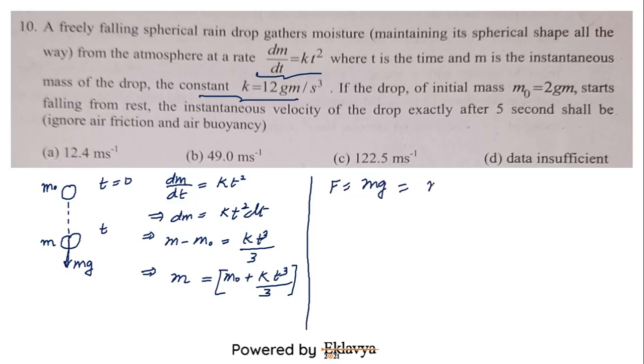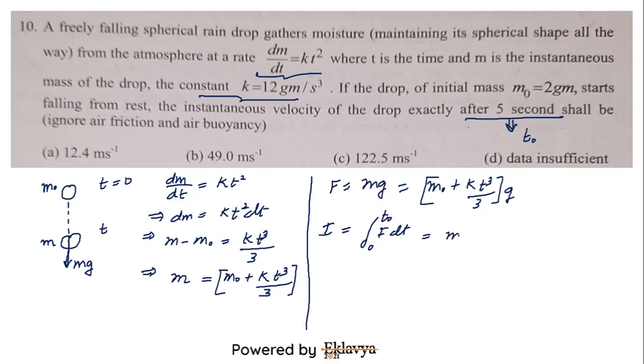So what I intend to do is calculate the impulse due to the gravitational force. The impulse will be given by the integration of F dt from 0 to the desired time. The desired time here is 5 seconds, which I am currently representing by t naught. So from 0 to t naught, the integration of F dt will become m naught g t naught plus k t naught raised to power 4 by 12. This is the impulse that we are going to get.